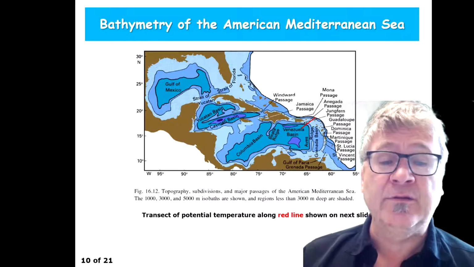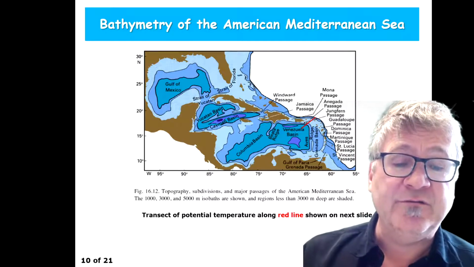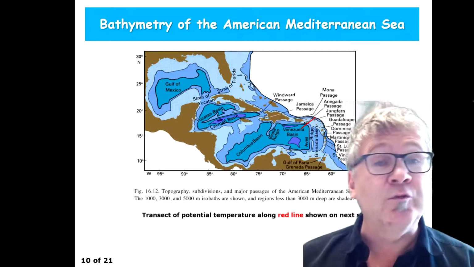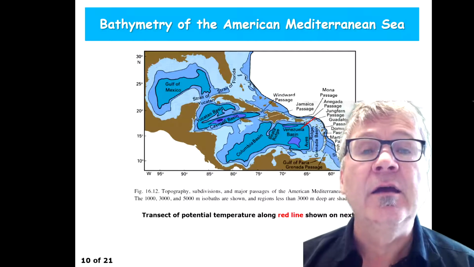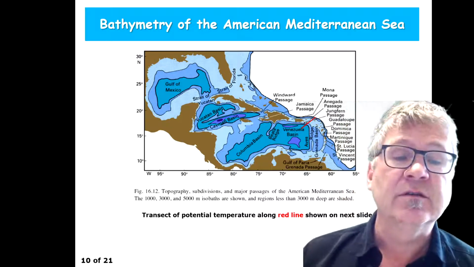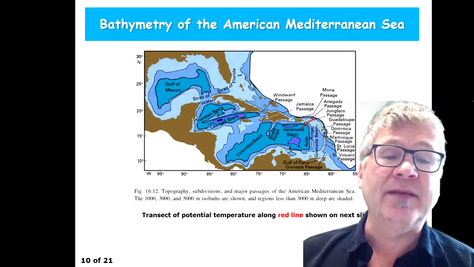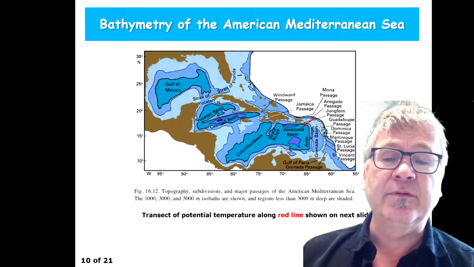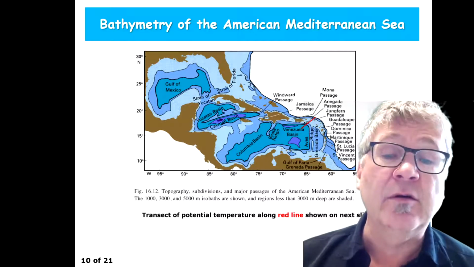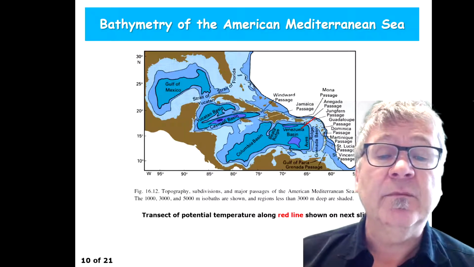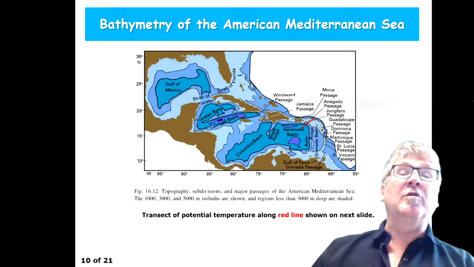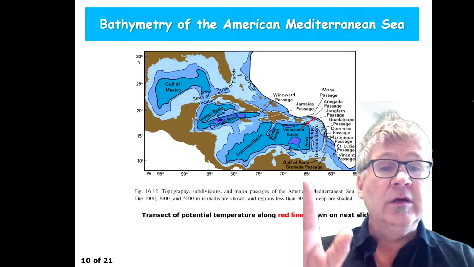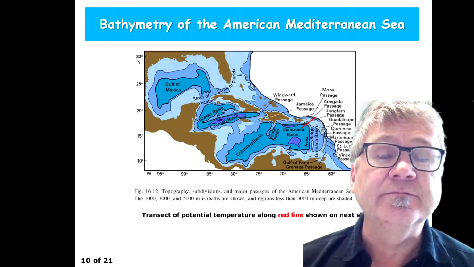The American Mediterranean Sea has a number of deep basins, and the deepest regions here have a total water depth exceeding 5,000 meters. In the Venezuela Basin, have a look at that. You have the Cayman Basin, very deep. And you have the Gulf of Mexico. So that is what we call the Mediterranean Sea, and the exchange with the ambient ocean is density driven.